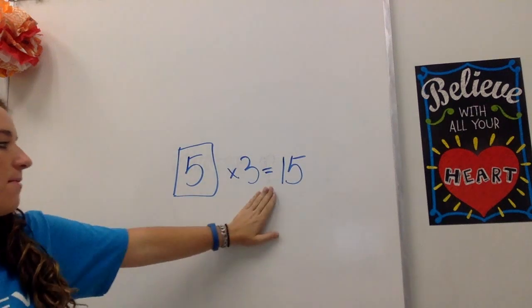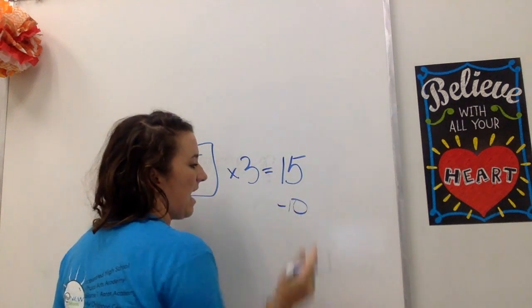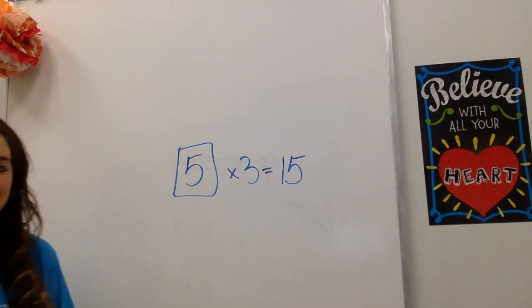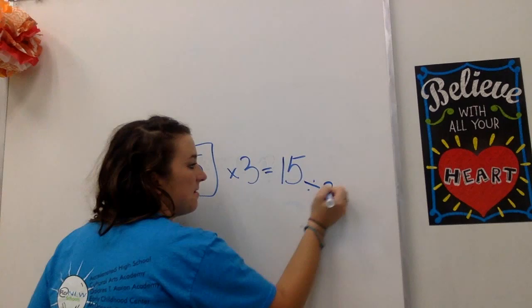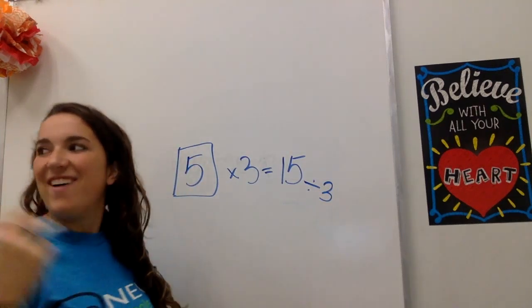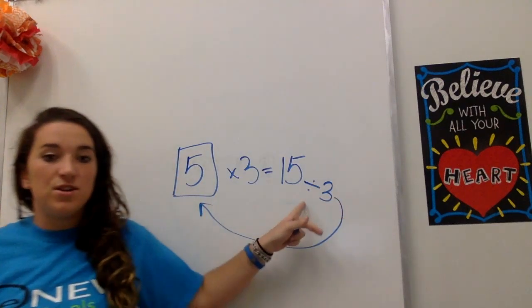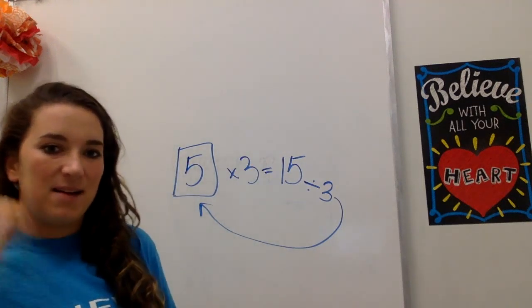So let's think. Yesterday we talked about how you could undo it by subtracting. We could subtract 10. Well, it's another way we could do it using our 3. We can undo this by dividing by 3. 15 divided by 3 is what? 5. So it brings us back to 5. So she can undo multiplying by 3 by dividing by 3.